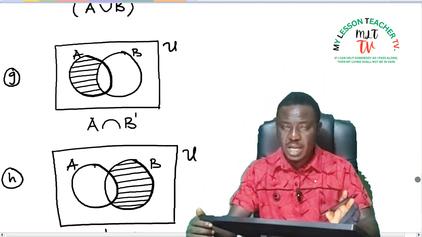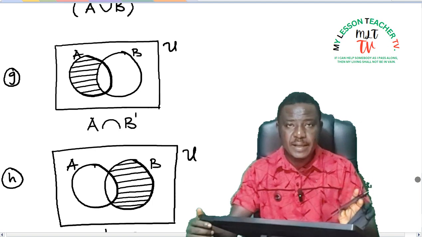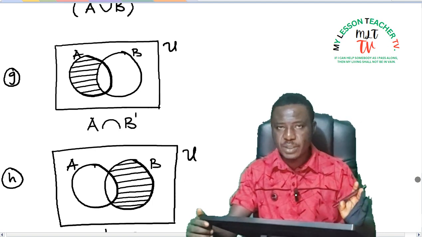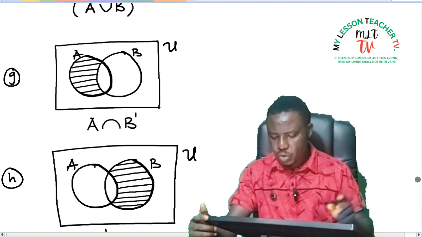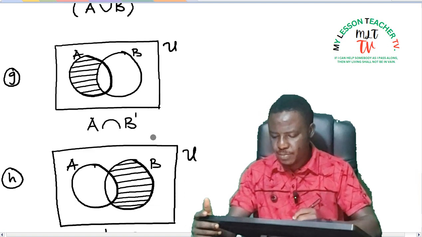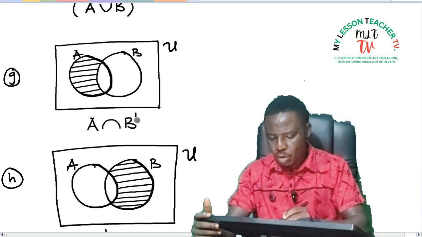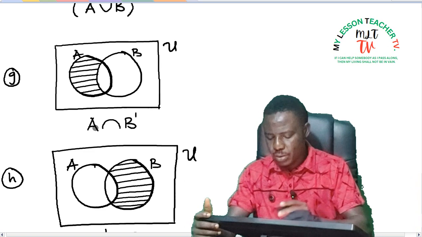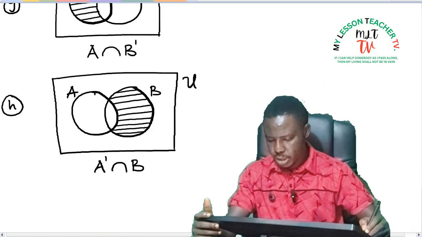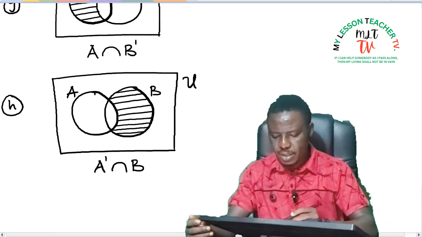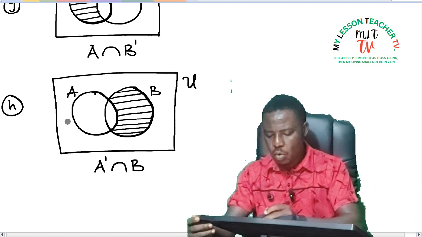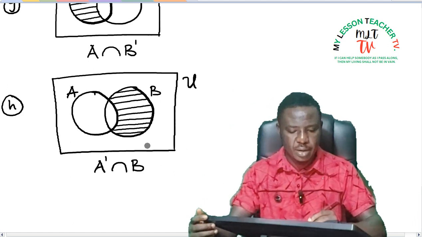G represents those elements that can be found only in A. They are only in A and cannot be found either in B or in A and B. So they can be found only in A. We refer to it as A intersection B prime, prime because they cannot be found in B, but they can only be found in A. H indicates elements that can be found only in B. So this is how we represent them using a Venn diagram.